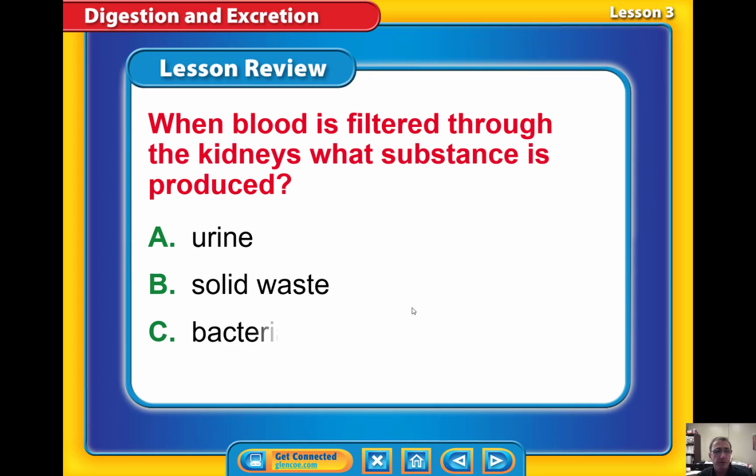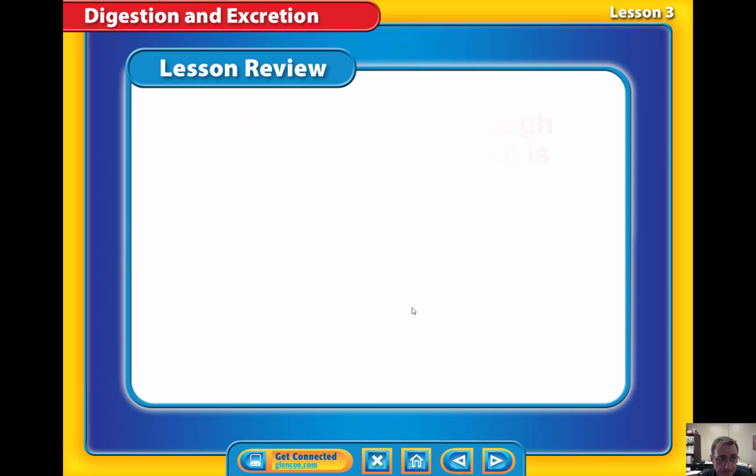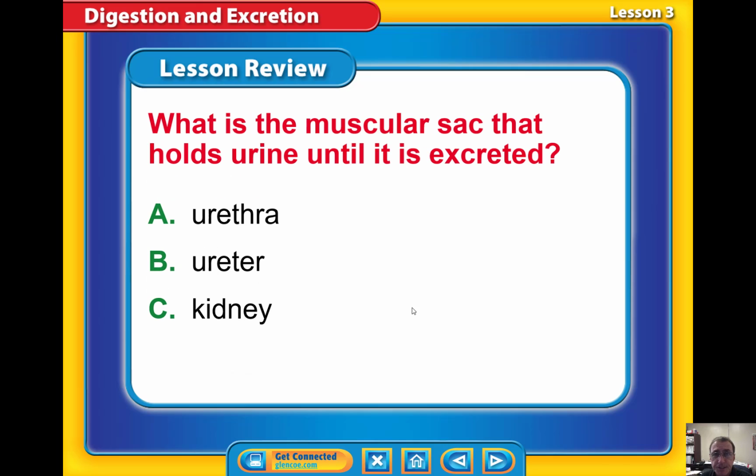When blood is filtered through the kidneys, what substance is produced? Hopefully you know this now. Urine. Okay, so that's a product of filtering the blood. And the muscular sac that holds urine until it is excreted is the bladder.